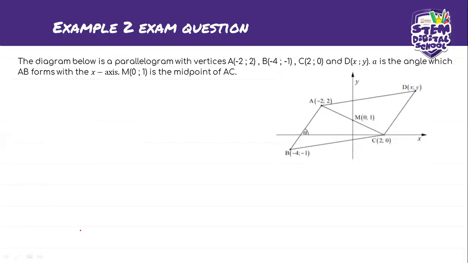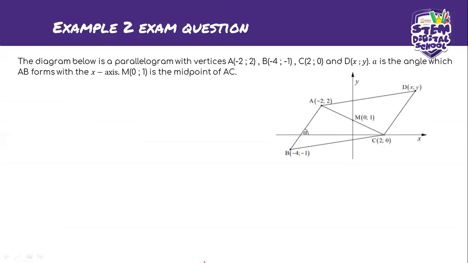The diagram below is a parallelogram with vertices A (-2, 2), B (-4, 1), C (2, 0), and point D is (x, y), right? Then alpha is the angle which AB forms with the x-axis. Then M (0, 1) is the midpoint of line AC.